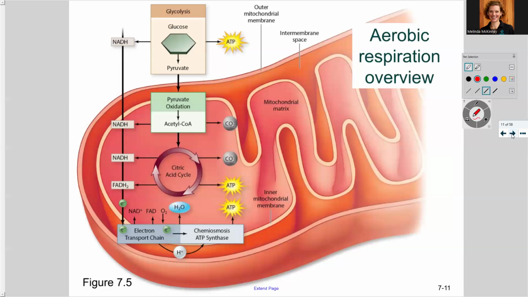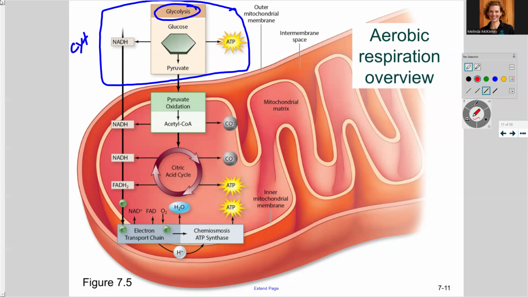This occurs outside of the mitochondria. So in this picture, which is an overview, I'm starting up over here in the upper left corner. This is glycolysis. The location is technically the cytosol, which is in the cytoplasm. So the cytosol is the liquid part of the cytoplasm. So in this reaction, we're going to take glucose and we're going to break it down into pyruvate.